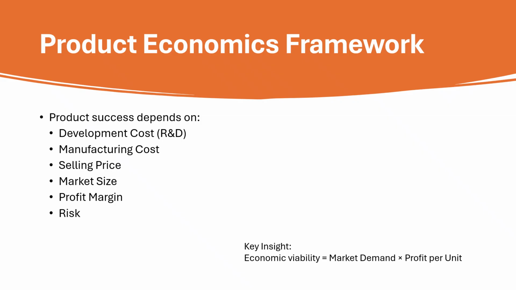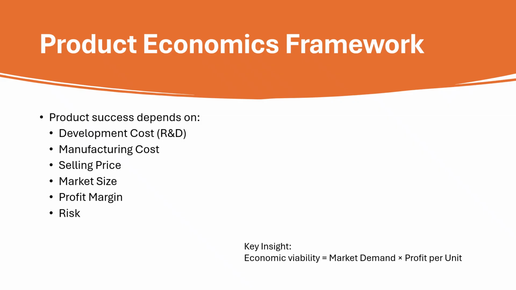Before calculating anything else, we must understand product economics as a system. There are six key components we need to understand. The first one is the development cost, that is the fixed cost of R&D, prototyping, certifications, and tooling. The next one is manufacturing cost, the variable cost per unit, like components and so on.